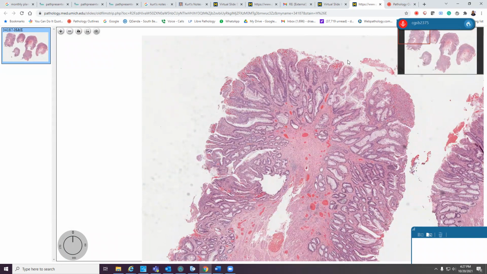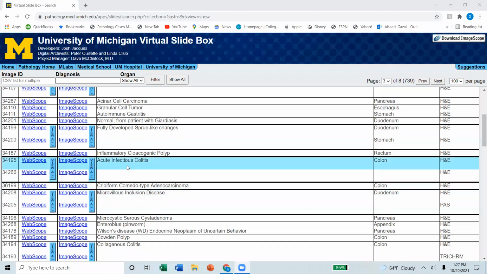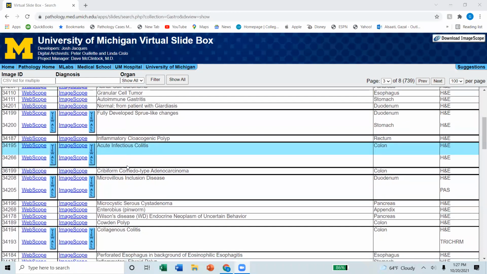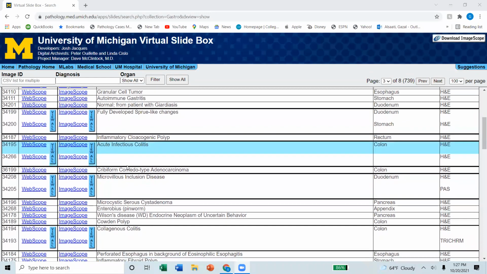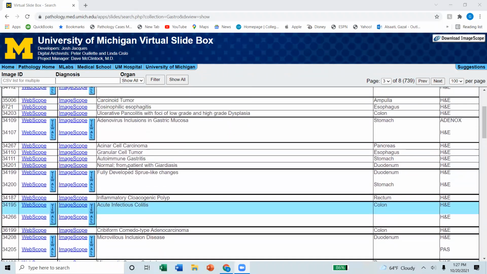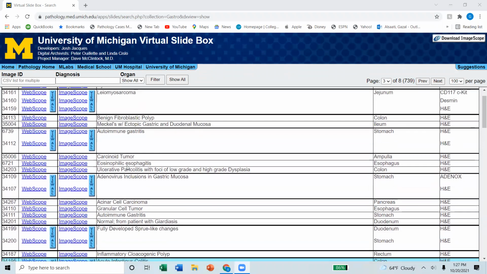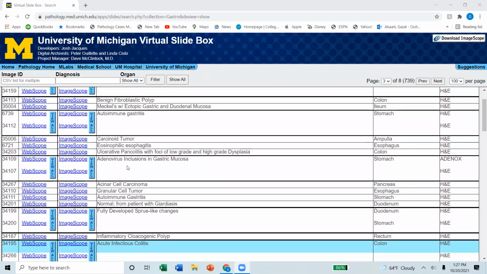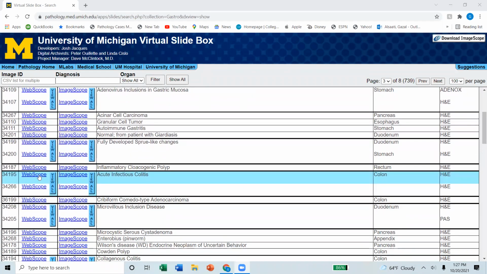Okay, so I'm stopping the share. You can share. All right, let me go and share mine. All right, so you can see, right? Yes. Okay, so we did the cloacogenic. Now we have the acute infectious colitis, the one that is already clicked in yours. Okay, acute infectious colitis. Okay, perfect.